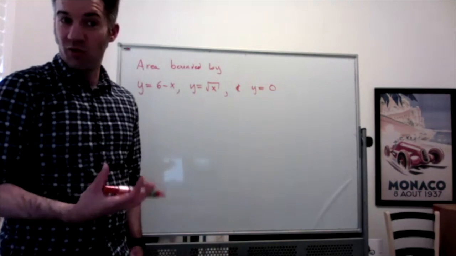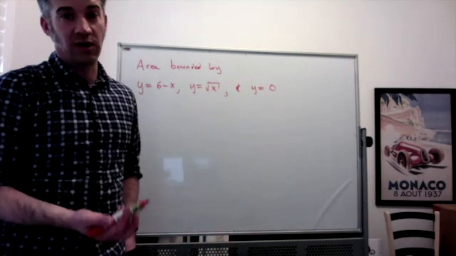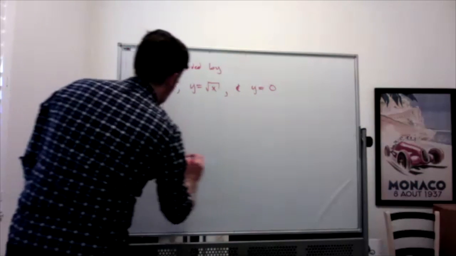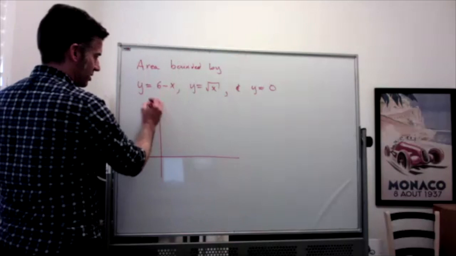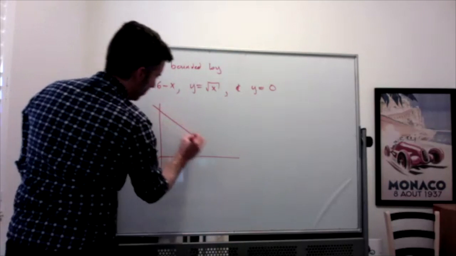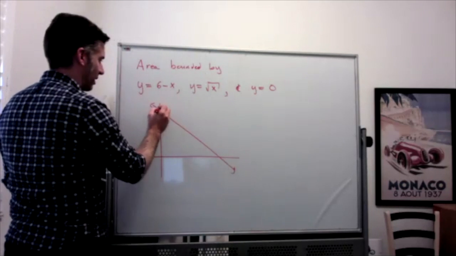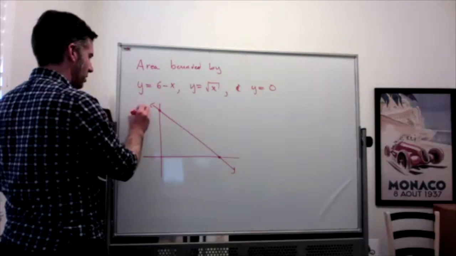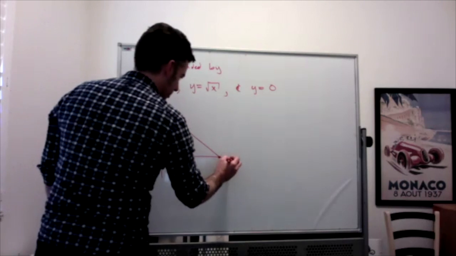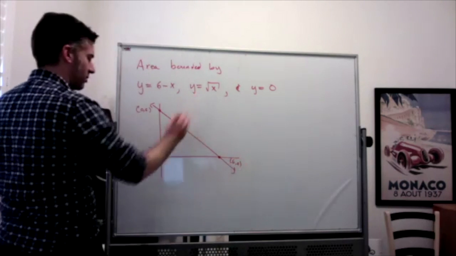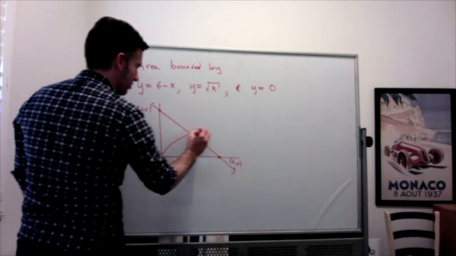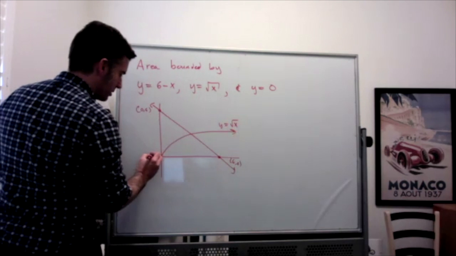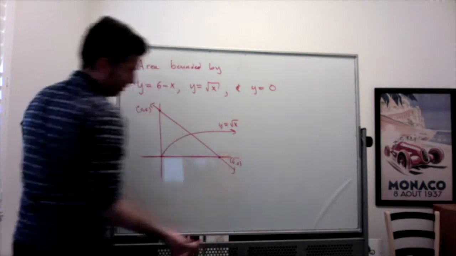Especially when there's more than two curves, it's usually going to be a good idea to draw the thing. So y equals 6 minus x is just this line. I think we did one like this last time, but it wasn't exactly the same. It looks like that, with intercepts at (0, 6) and (6, 0). Y equals the square root of x looks like this. And y equals 0 is this line right there.